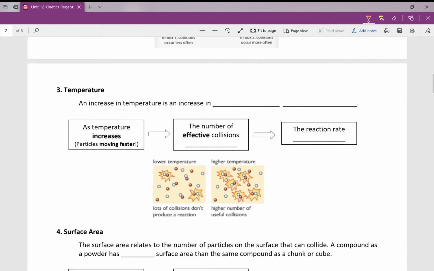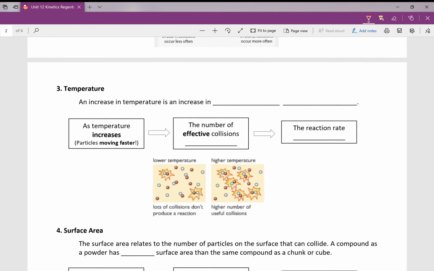All right, moving on to temperature. Remember that an increase in temperature is an increase in your average kinetic energy.